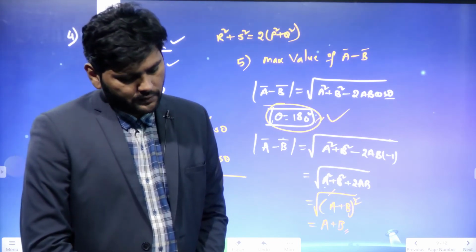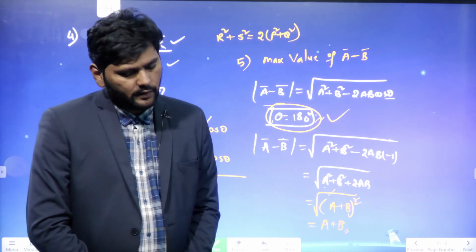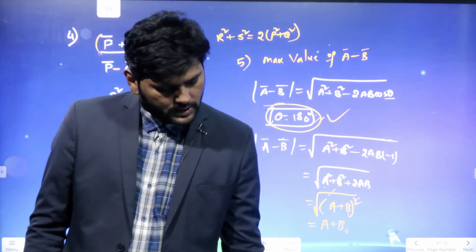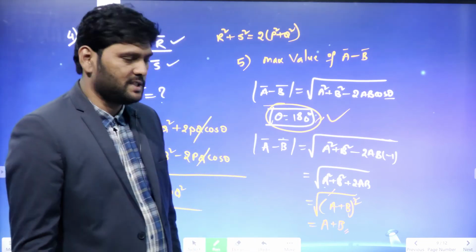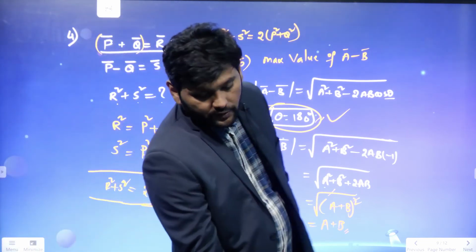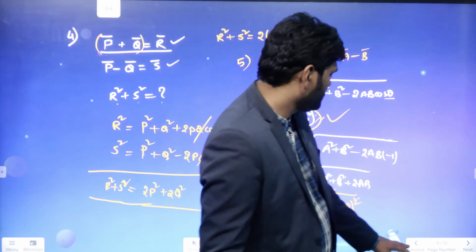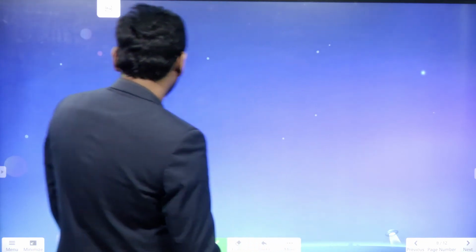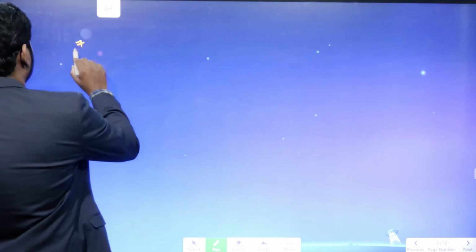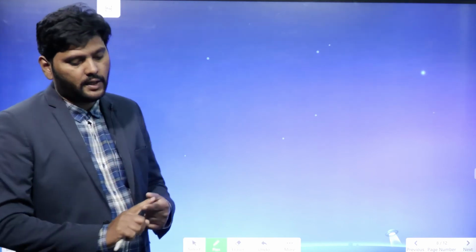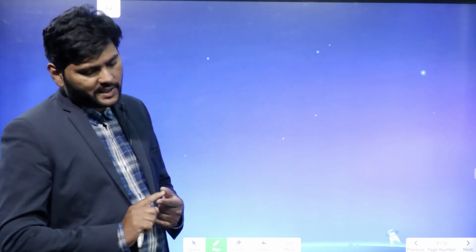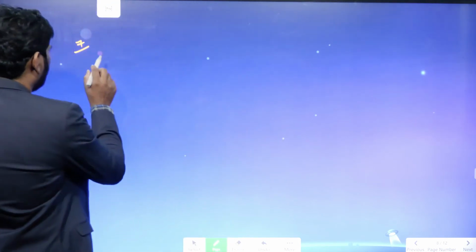Now I'll go for one more question. The question is: from the following figure, the correct relation is. So I'm going for the seventh question. From the following, they're asking for the correct relation. So what are the relations here?